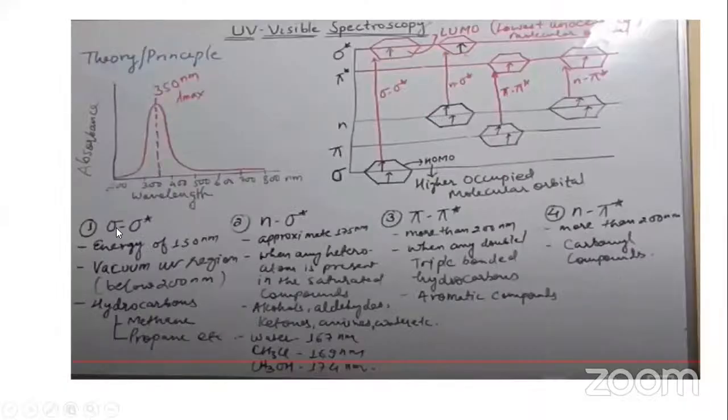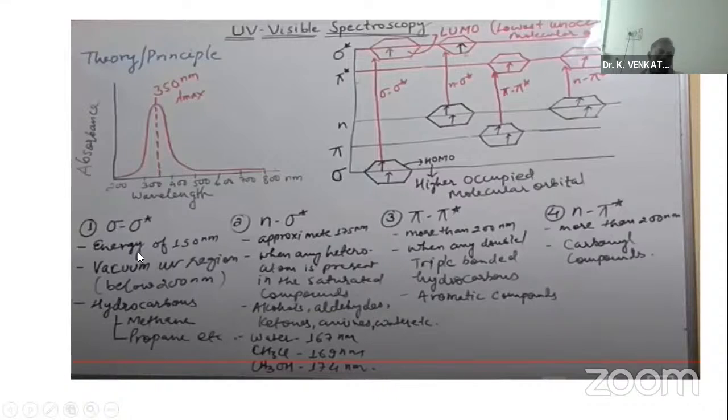So take sigma to sigma star. Here the energy corresponds to a wavelength of 150 nanometers. This is called the vacuum UV region, below 200 nanometers. What type of sample appears below 200 nanometers? Hydrocarbons, for example methane and propane. This is possible only for saturated compounds, which show only sigma to sigma star transitions.